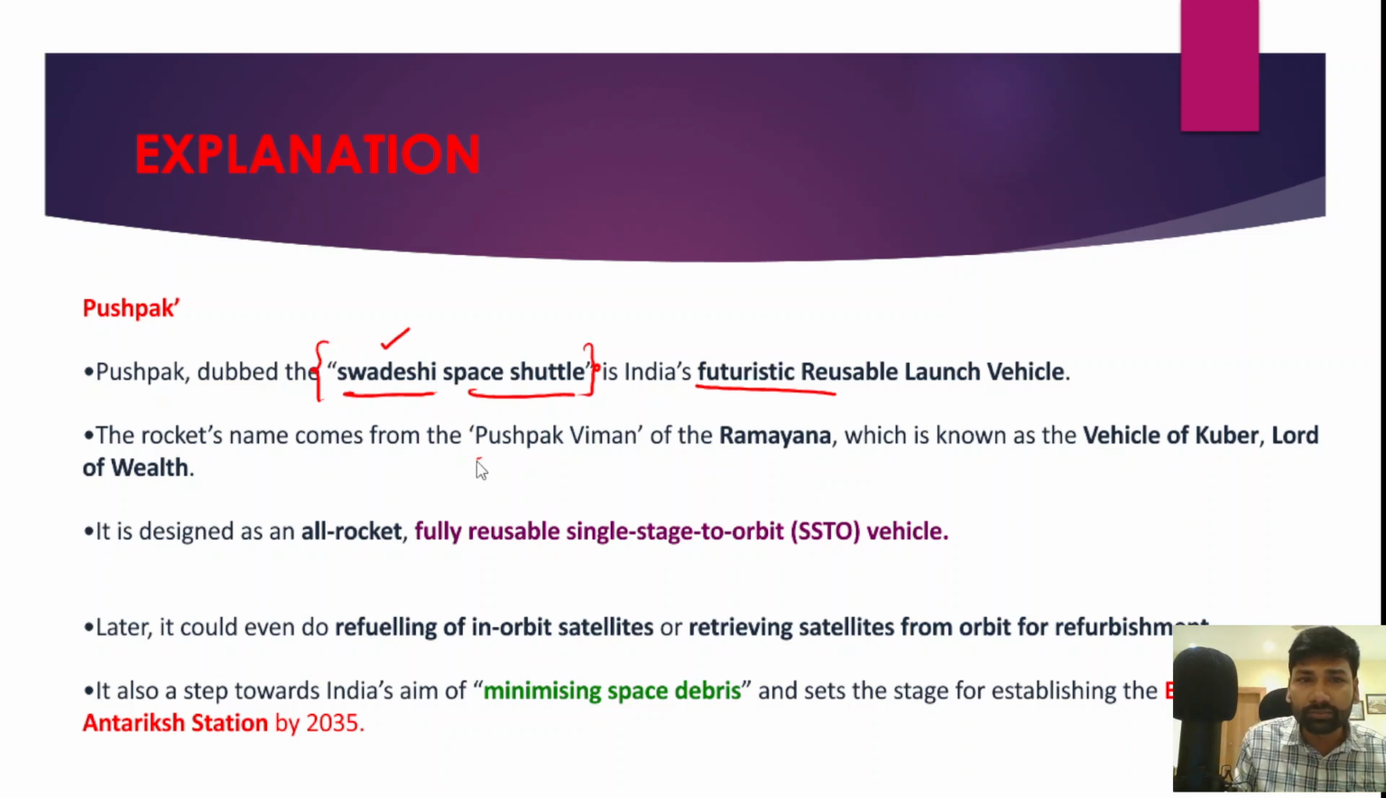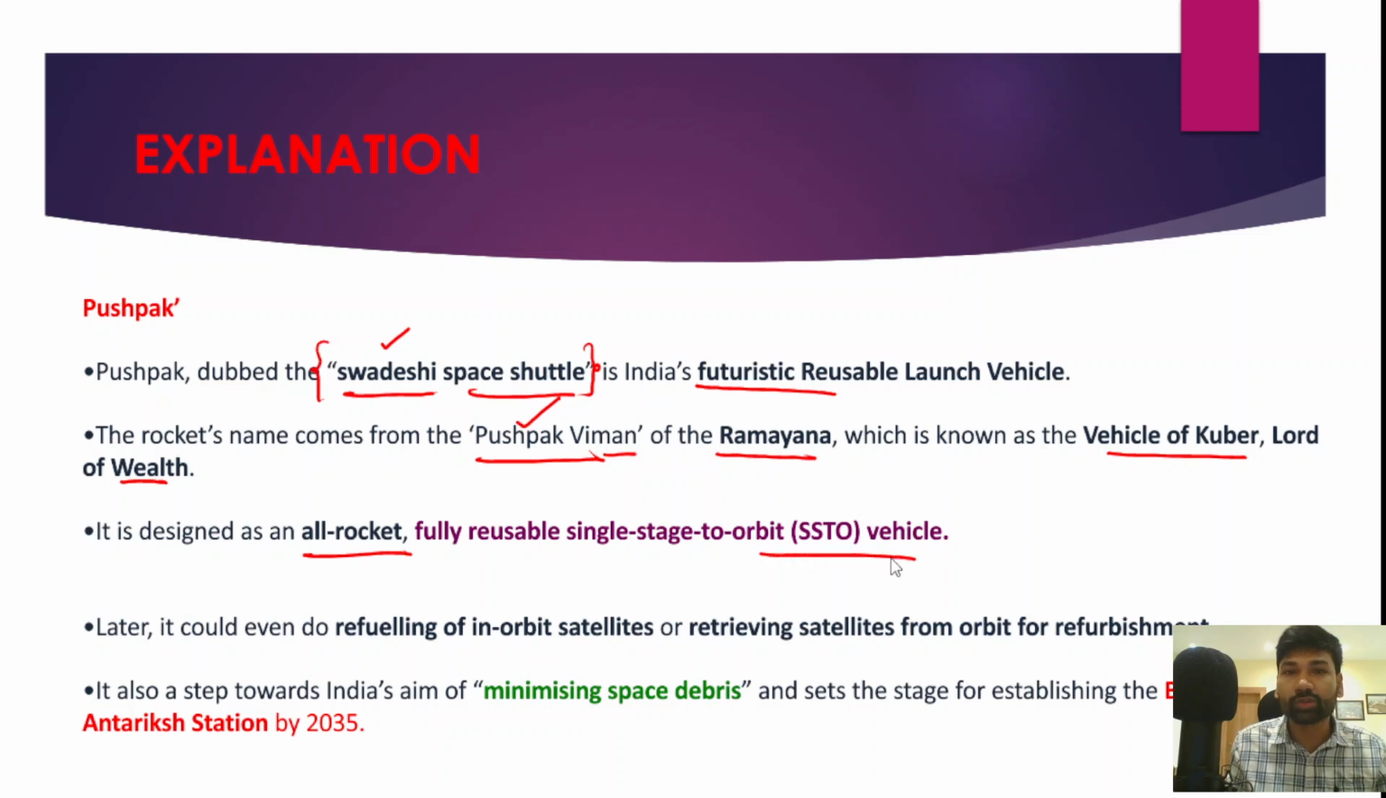In fact, the rocket's name comes from the Pushpak Viman of the Ramayan. In Ramayan, we very often come across this Pushpak Viman, and therefore this reusable launch vehicle's name comes from it. This Pushpak Viman is very well known as the vehicle of Kuber, Lord of Wealth. And it is designed as an all-rocket, fully reusable single stage to orbit vehicle. Remember this: it has one single stage to orbit, and it is a fully reusable launch vehicle.